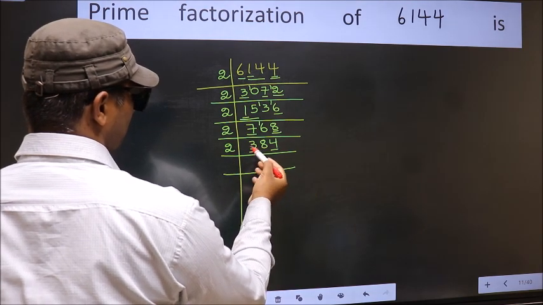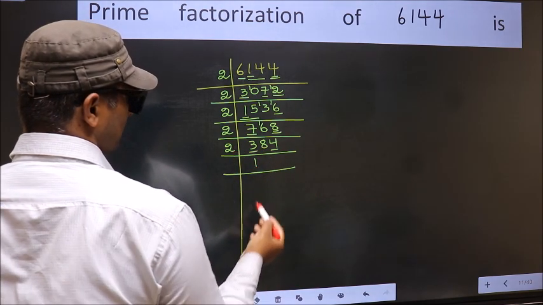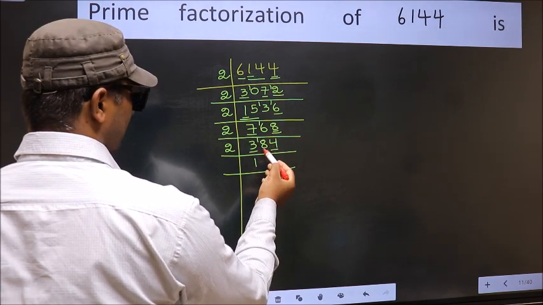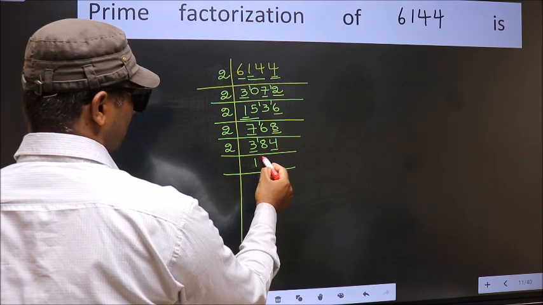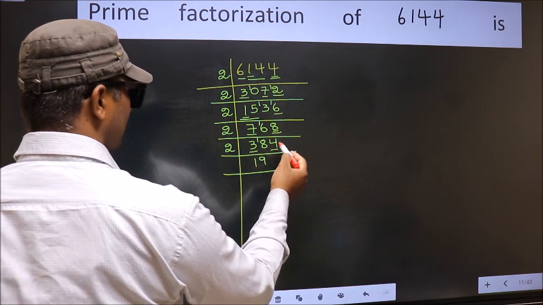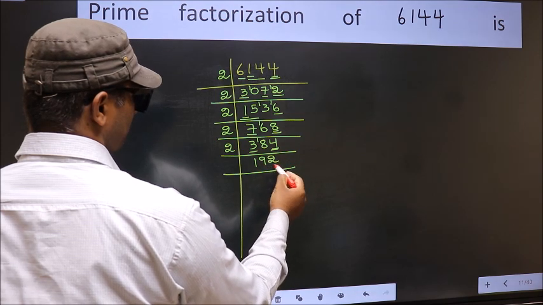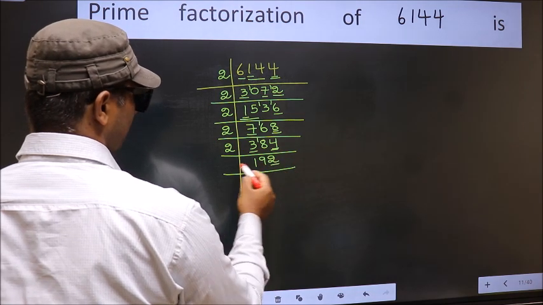First number 3, a number close to 3 in the 2 table is 2 ones 2. 3 minus 2, 1, 1 carried forward 18. When do we get 18 in the 2 table? 2 nines 18. The other number 4, when do we get 4 in the 2 table? 2 twos 4. Now the last digit 2 is even, so take 2.